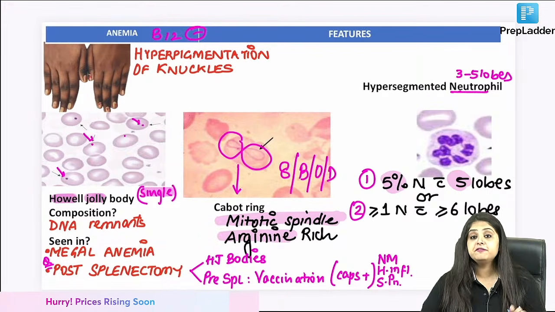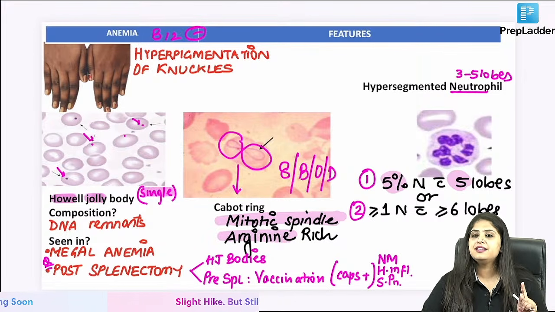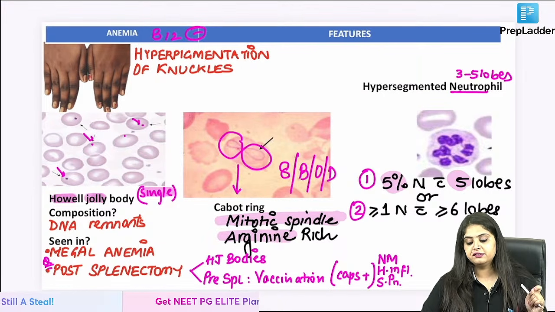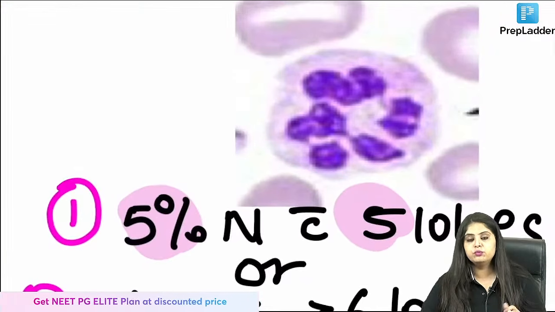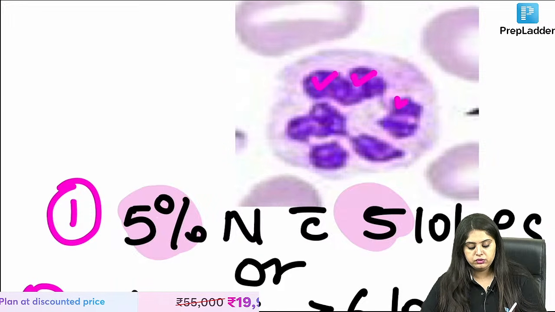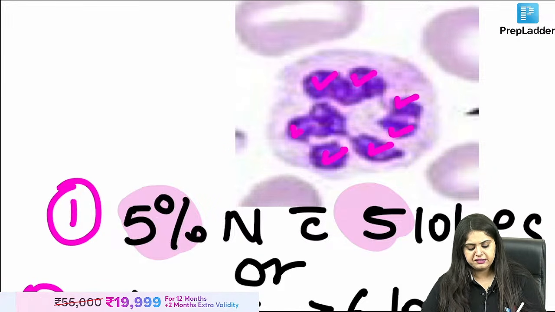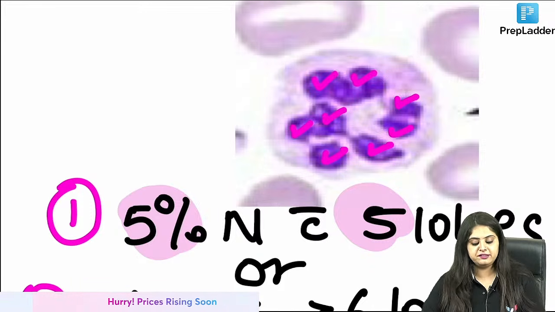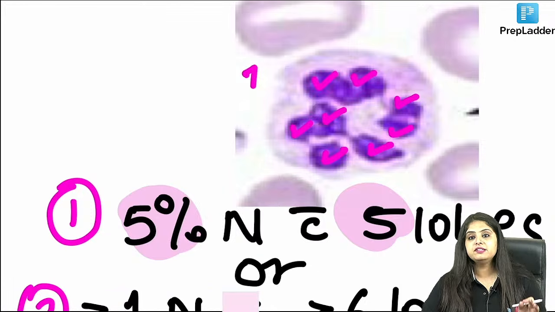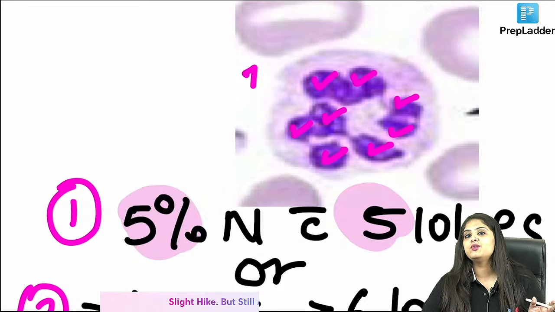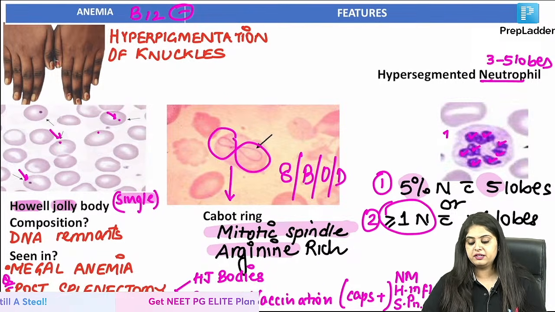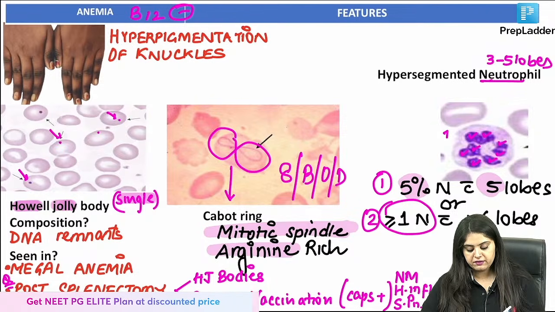Or even if one neutrophil, not 1%, even if one single neutrophil has 6 or more than 6 lobes. So if I now just zoom into this, 1, 2, 3, 4, 5, 6, 7, maybe an 8th one attached. Even if you go lower, counting 7, ma'am, you said anything having 6 or more than 6 lobes, then I don't count anything else. Even if I get one neutrophil like this, it is hypersegmented neutrophils. Is that okay with everyone?